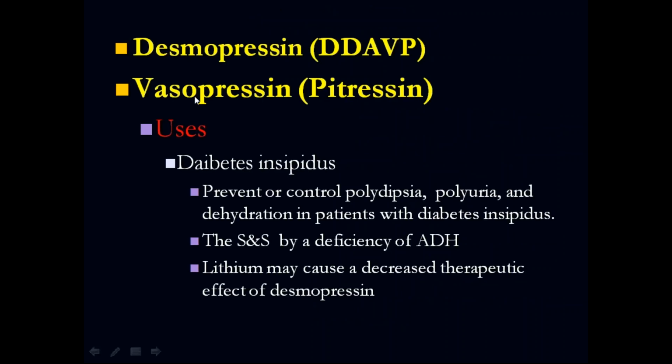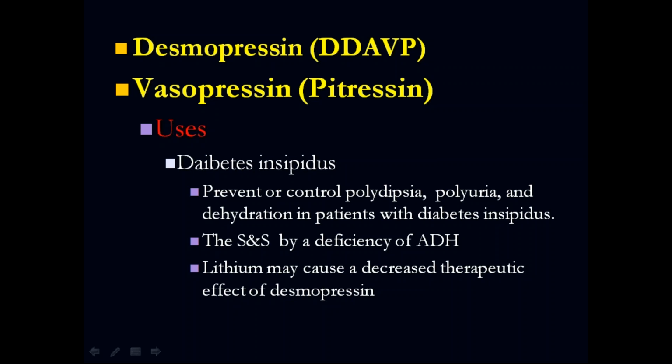All right, so let's talk about desmopressin and vasopressin. Those are going to be used for diabetes insipidus. We already talked about diabetes insipidus. It's not diabetes, right? It's called diabetes because they have similar signs and symptoms of diabetes, but it's not. Insipidus just tells us that there is no sugar in the urine.